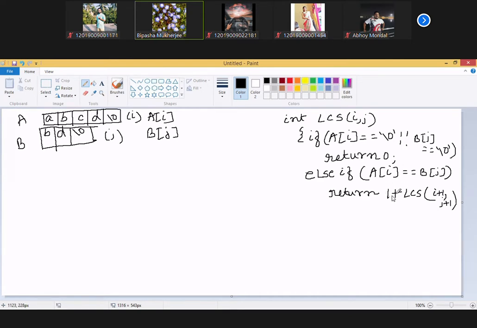Because this one is indicating the length. Length is a count, right? That's why it's returning you the count. So this is 1. 1 is added the moment you find the match. And once the match is found, once this B to B is matched, then you need to increment the j, and obviously you will check for the next character. So i will also be incremented. That's why it's i plus 1, j plus 1.